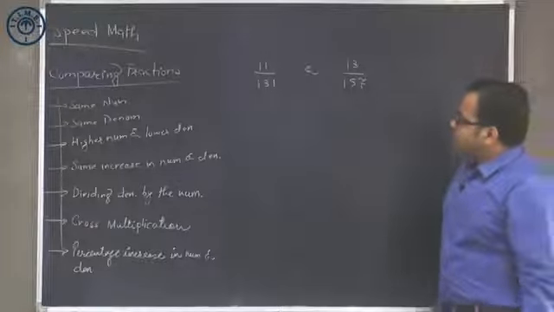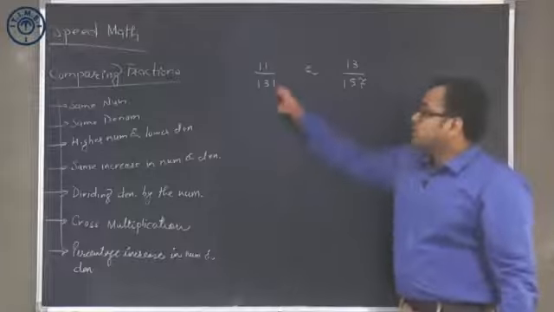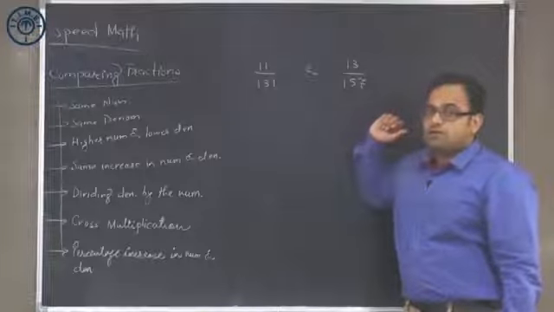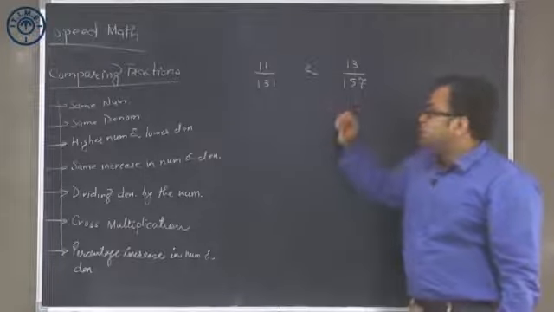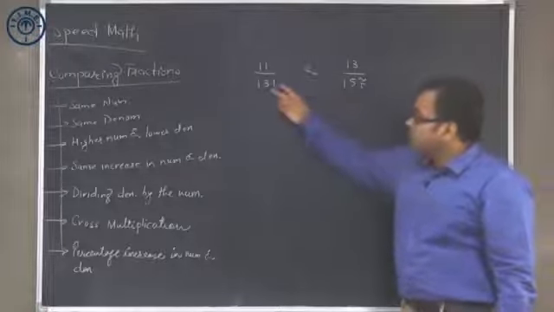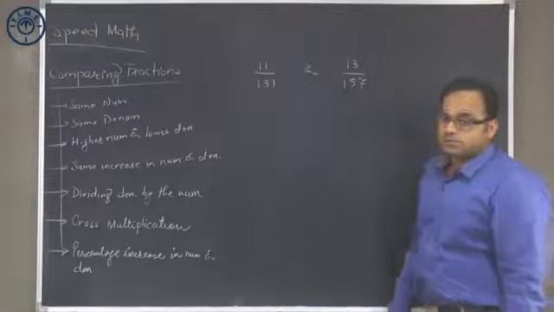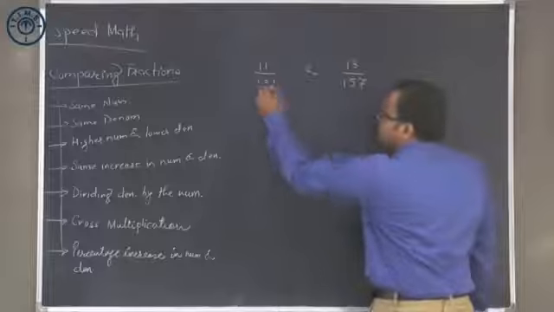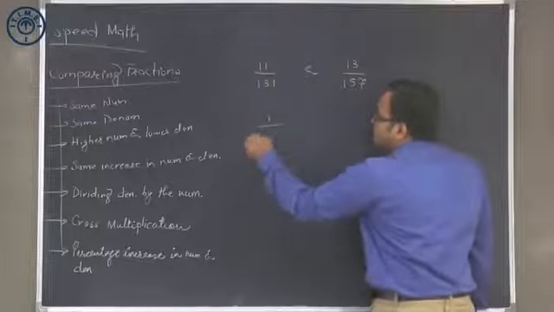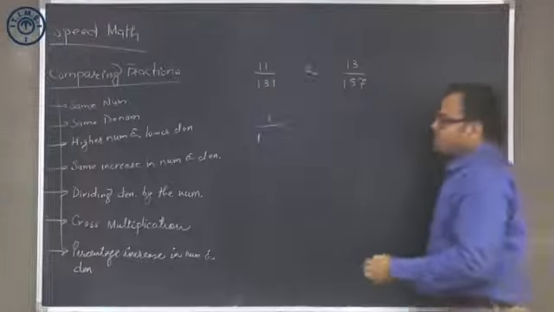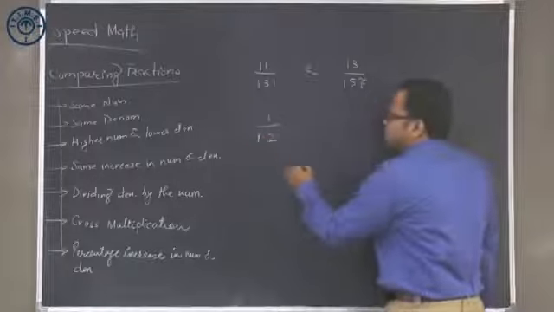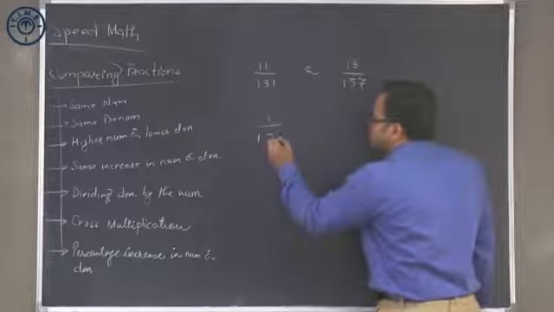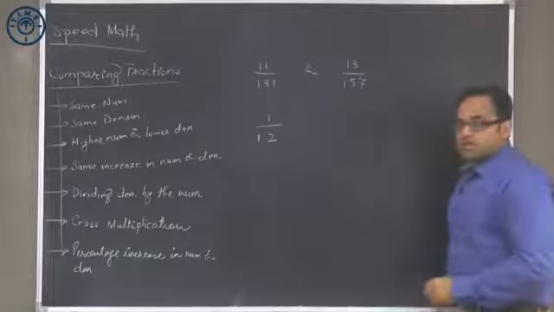Now, which of these two numbers will be greater? It will be very difficult for us to divide the numerator by the denominator, because dividing 11 by 131 will be very difficult. Therefore, what we do is we divide the denominator by the numerator. If I divide the denominator by the numerator, what I will get is 131 upon 11. So 11 1 is 11, 11 2 is 22, that is approximately 2, so that's 12 point something.